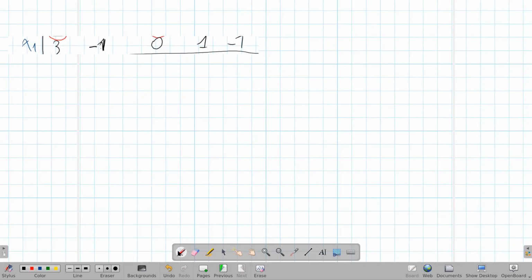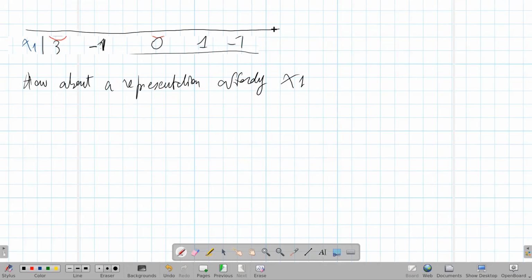So how about a representation affording this, affording chi1? Let's recall the labels here. This is the identity. This is 1, 2, 3, 4. This is 1, 2, 3. This is 1, 2. And this is 1, 2, 3, 4. Okay, I'll just mention. I won't go in all the details, but we'll see something. Okay, so representation rho affording chi1.